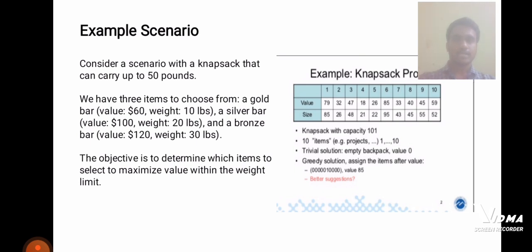Example scenario. Consider a scenario with a knapsack that can carry up to 50 pounds. We have three items to choose from: a gold bar, value $60, weight 10 lbs; a silver bar, value $100, weight 20 lbs; and a bronze bar, value $120, weight 30 lbs. The objective is to determine which items to select to maximize value within the weight limit.